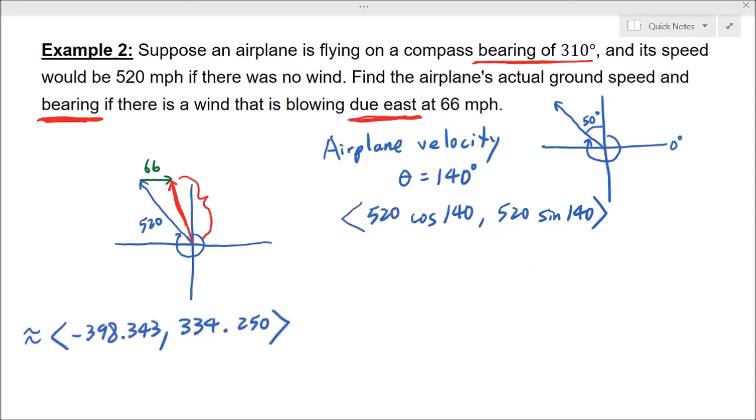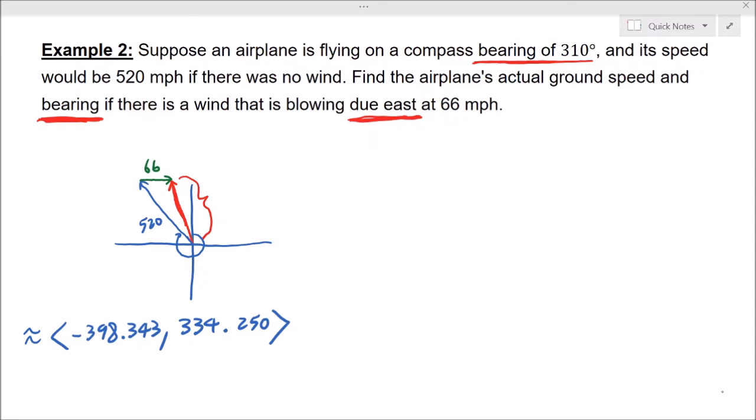But now we have to do the same for the wind velocity, right? So what is the wind doing? It's going due east, this direction, and the magnitude is 66. Now you could use that formula. You could do 66, and then that's the bearing due east. But how many degrees is that in terms of our normal direction angles? That's actually exactly 0 degrees, right? It is pointing in the direction of 0.